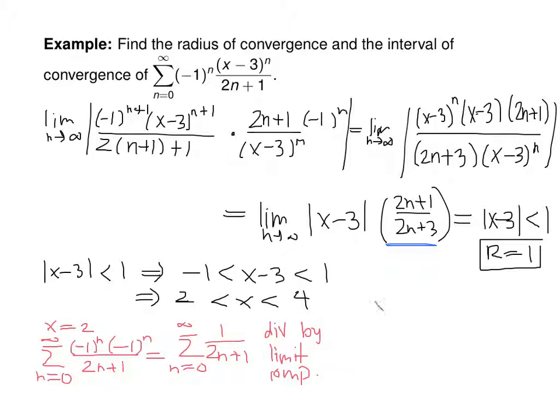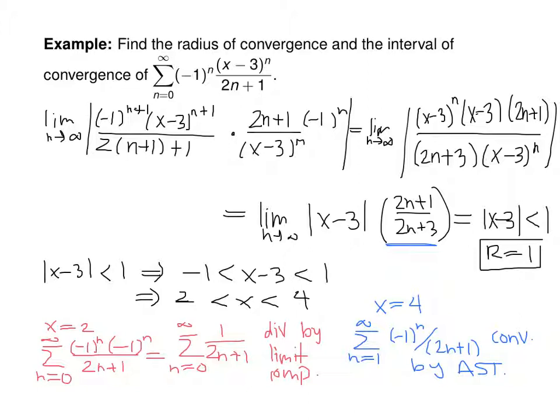Now let's test x equals 4. In that case we get the sum from n equals 1 to infinity, negative 1 to the n. 4 minus 3 is 1, 1 to the n is just 1, so negative 1 to the n over 2n plus 1. This will converge by the alternating series test.